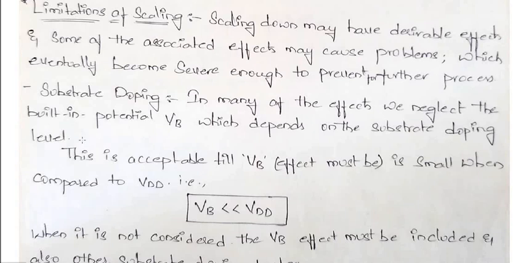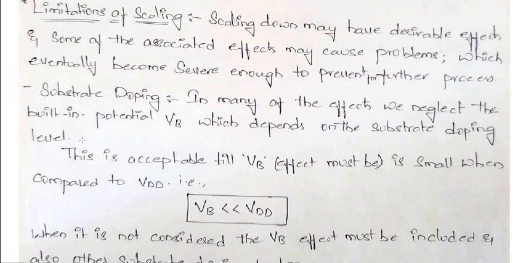So what is the limitation? We should not reduce the voltage to such a level that VB is reduced completely. Up to which level is VB acceptable? This is acceptable as long as VB is small when compared to the VDD. Your VDD value should not be reduced below your VB. It should stay more than your built-in potential. Then it is acceptable, or else it will become a drawback or a limitation, and that cannot be rectified further.